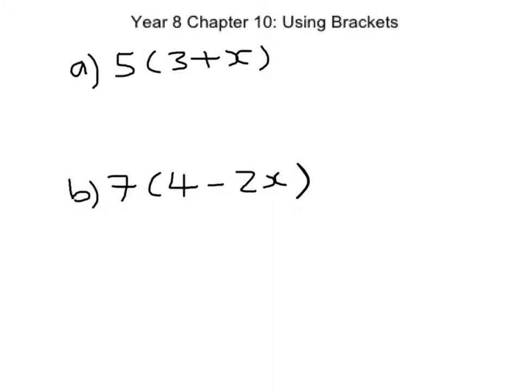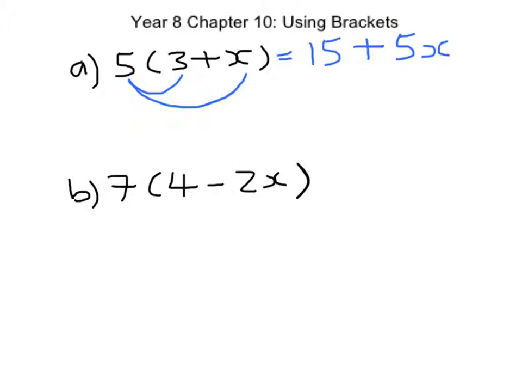So, to begin with, if we take a look at the top example, which is 5 multiplied by everything in the bracket, which is 3 plus x. If we multiply the 5 by the 3, first of all, what we'll get is 5 multiplied by 3, which gives us 15, and also we multiply the 5 by the x, and that gives us plus 5x.